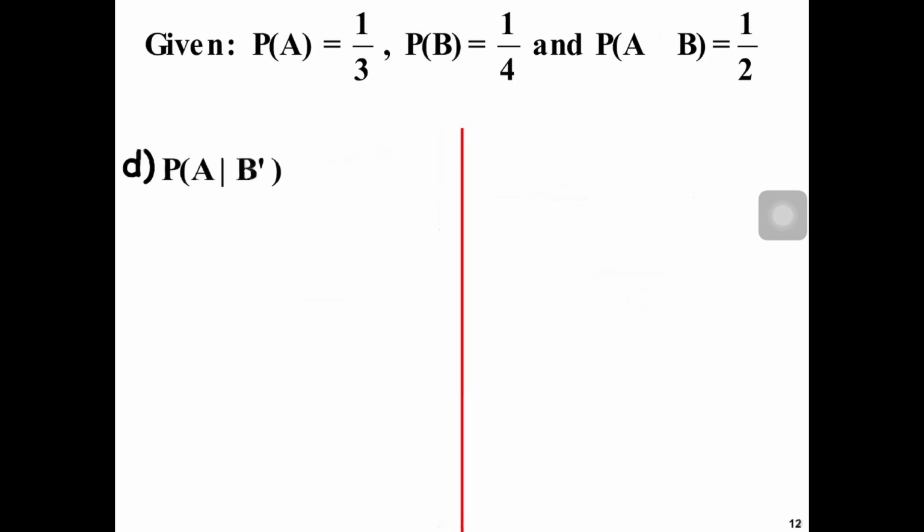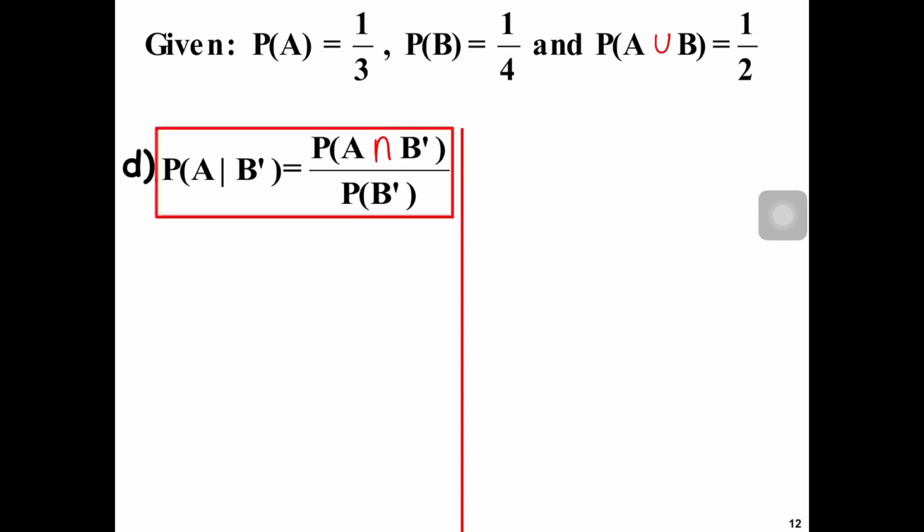Okay, D, again, we want to find probability A given B complement. Based on the conditional formula, we define probability A given B complement as probability A intersect B complement over probability B. That is your conditional probability formula. From 2B, we already found the probability A intersect B complement value, which is equal to 1/4, so substitute it inside.